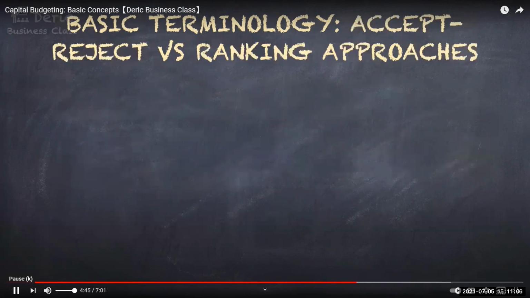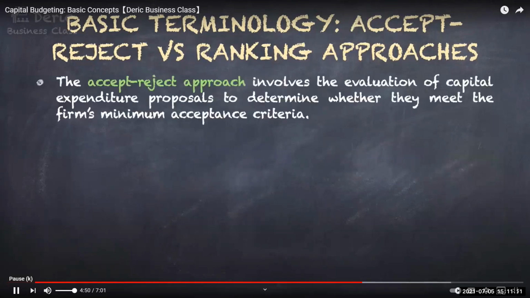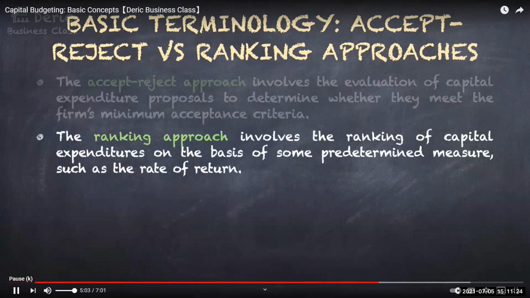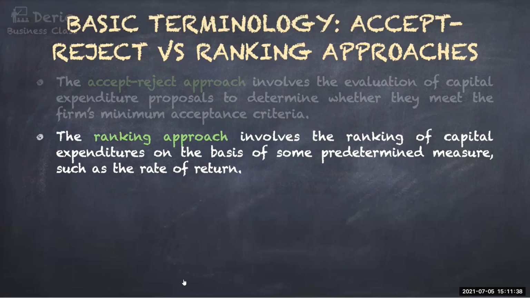Next, accept-reject approach versus ranking approach. The accept-reject approach involves the evaluation of capital expenditure proposals to determine whether they meet the firm's minimum acceptance criteria. Projects will be evaluated one by one separately during the selection process. However, the ranking approach involves the ranking of capital expenditures on the basis of some predetermined measure, such as the rate of return. All the project's returns will be ranked from the highest to the lowest.